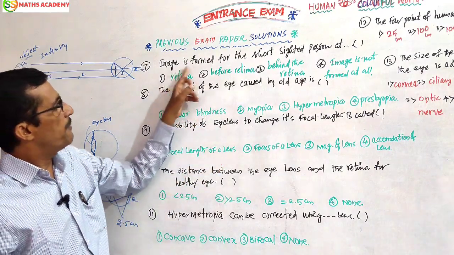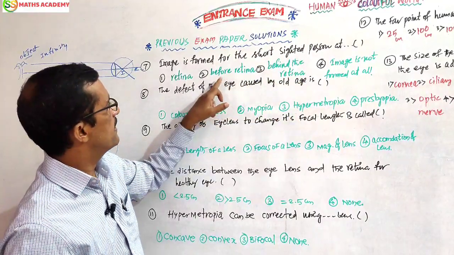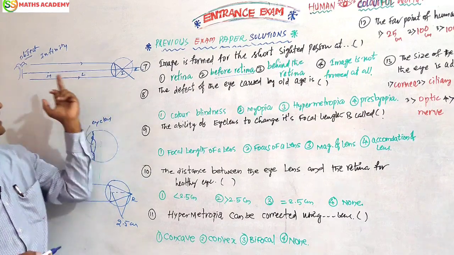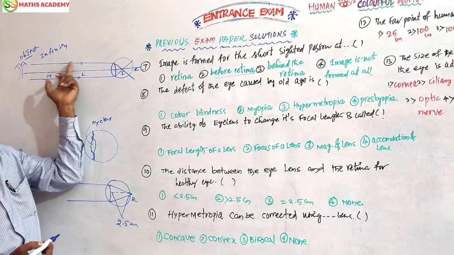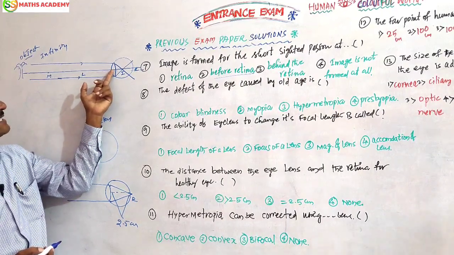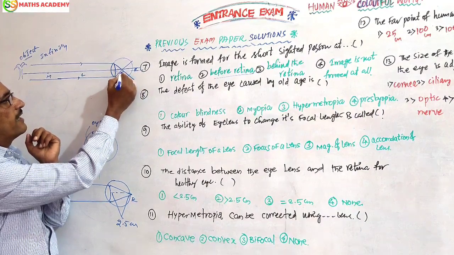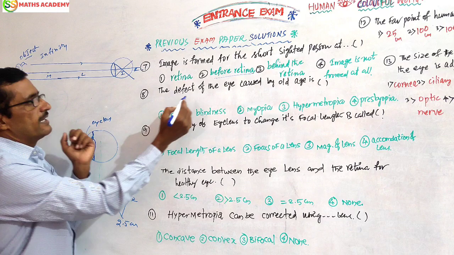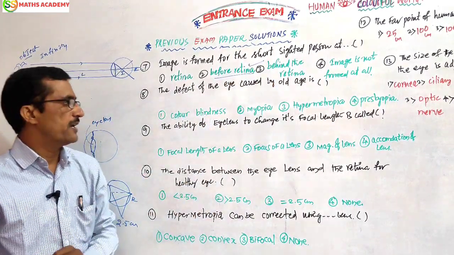That's why the image is formed for the short-sighted person before the retina. What, children? Before retina. You see this example. The light rays are coming from the tree and moving parallel to the principal axis. After refraction, they converge before the retina. So here the image is formed before the retina. That's why, which is the correct option? Before retina is the correct option.